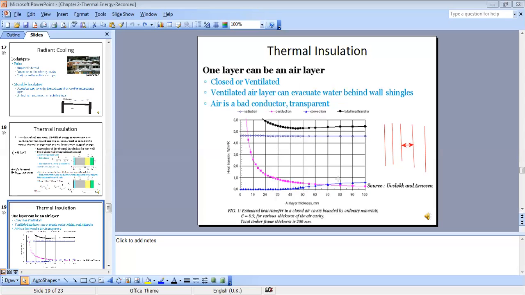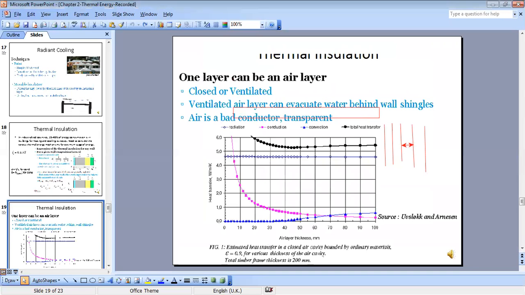If you look at this figure, it represents the variation of heat transfer with the air layer thickness. Okay, and we know that heat transfer can take place through different mechanisms: radiation, conduction, convection, and we can sum all of these to get the total heat transfer. Now you have in blue the radiation. The radiation will not be affected by the air layer thickness. Why?